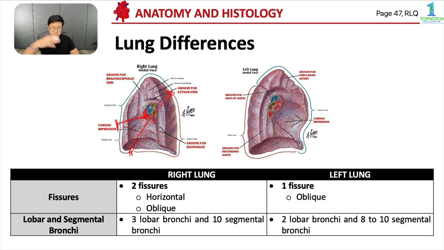which divides the right lung into the three lobes, while the left lung only has one fissure, because it only has two lobes, just one oblique fissure. For lobar and segmental bronchi, the right lung has 3 lobar bronchi and 10 segmental bronchi, while the left lung only has 2 lobar bronchi and 8 to 10 segmental bronchi.